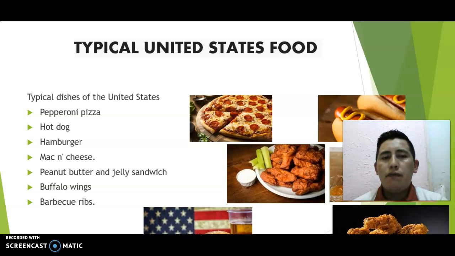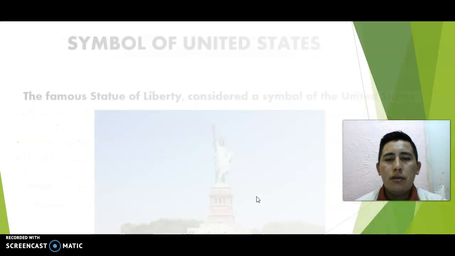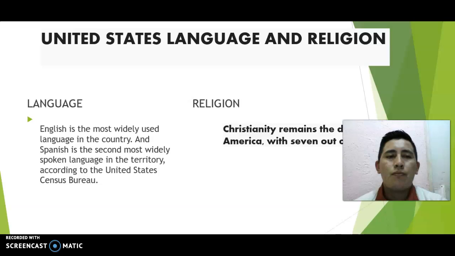Typical United States food. Typical dishes of the United States: pepperoni pizza, hot dogs, hamburgers, cheese, peanut butter. Symbol of the United States: the Statue of Liberty, considered a symbol of the United States.